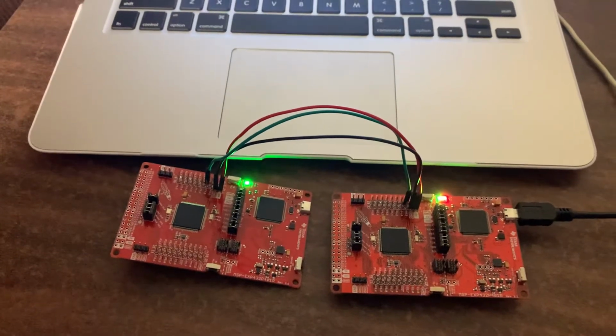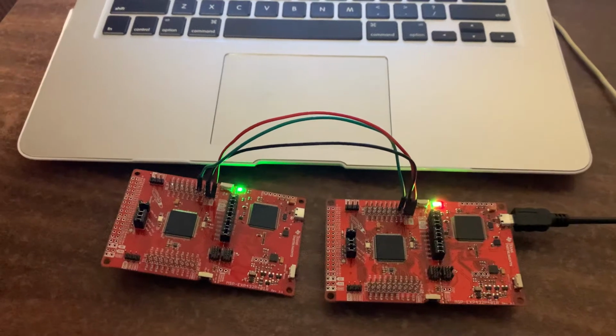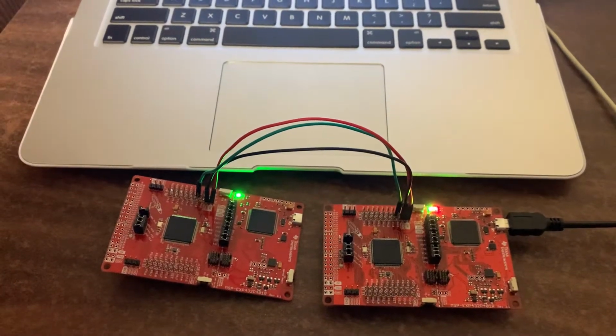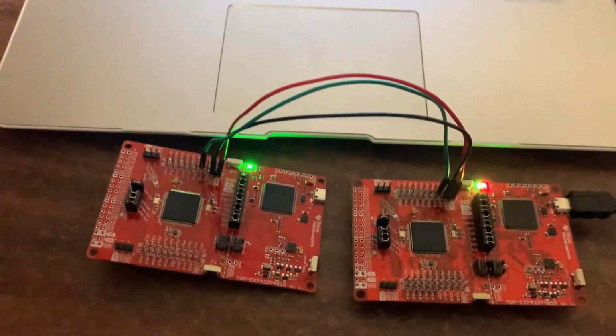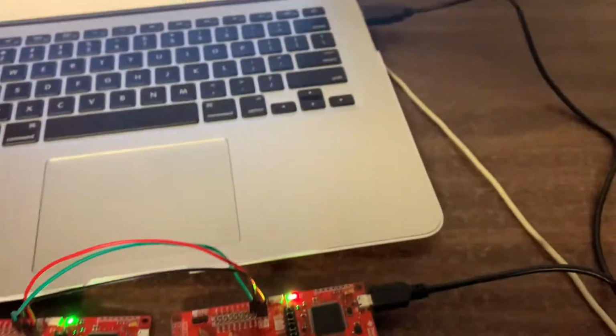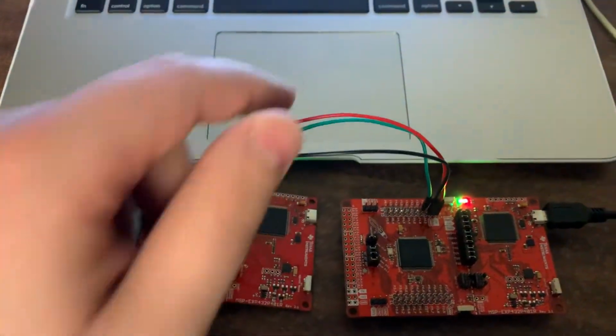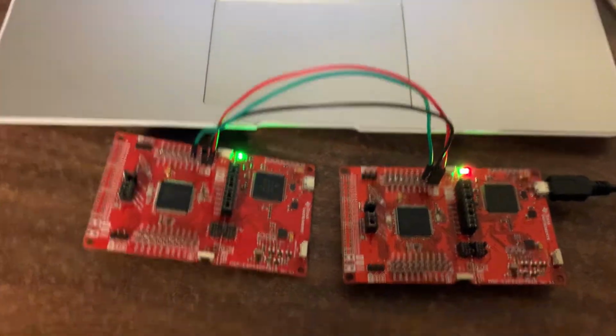Today's project is going to be going over the UART, or the Universal Asynchronous Receiver Transmitter Module on the MSP432. I have here two boards, only one of them is connected to the computer for power, the other one is just connected using the 5-volt pins.